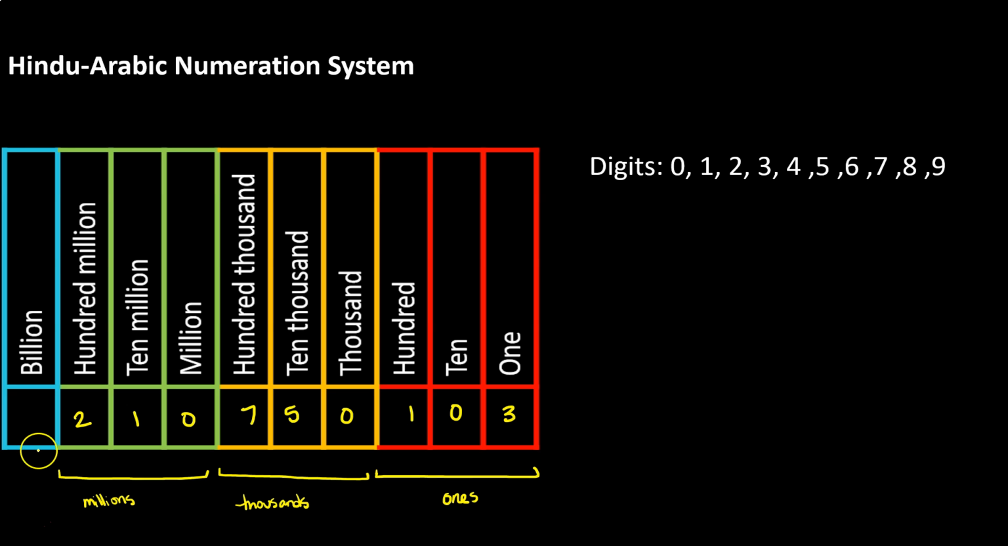For example, looking at the millions, that's the numbers in the green boxes, I would read this as 210. I wouldn't necessarily read it as 200 million, 10 million, 0 million. I would read it as 210. Then I would follow that with the name of the period. So I would say 210 million. Then I would move on to the next period. 7 in the 100,000s, 5 in the 10,000s, 0 in the 1,000s. I would read this as 750 thousand. So you read the 3 digits within the period as if it were a plain 3-digit number, and then you follow that by the name of the period.